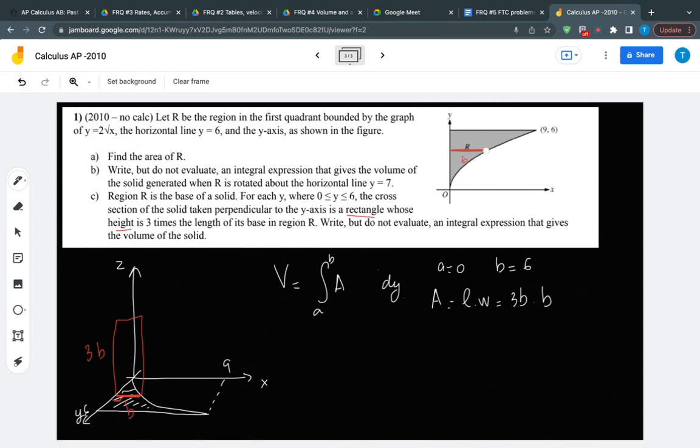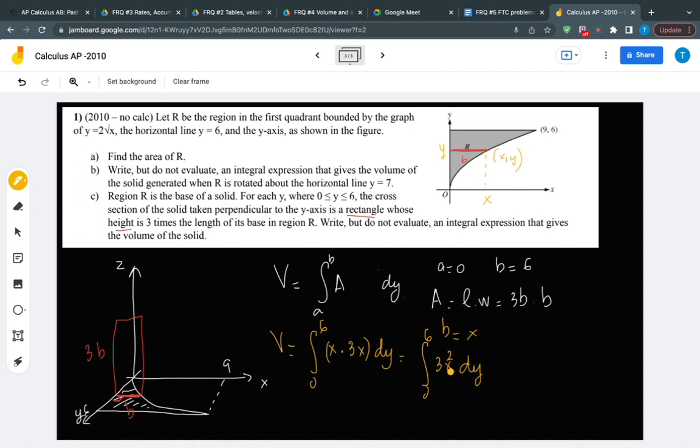If I pick any point in here, this is the x coordinate and this is the y coordinate of that point. You can see that b is equal to x. So the volume is the integral from 0 to 6 of x times 3x dy, that means the integral from 0 to 6 of 3x squared dy.